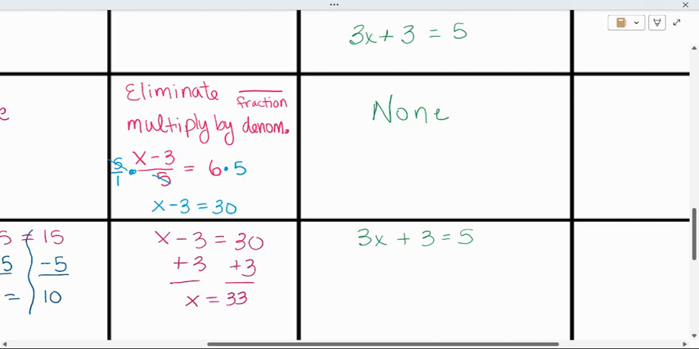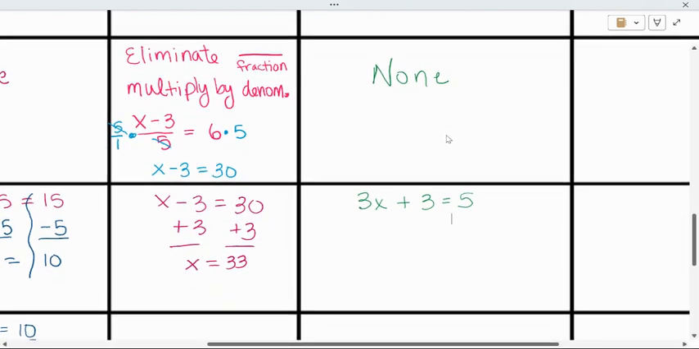So this step says, hey, you're trying to get the variable all by itself by moving the constant. A constant is just a number. So what's the operation that I'm going to use to move away that constant? Subtraction. Good job. So I'm going to take that plus 3, and in order to get rid of it, I have to cancel it out or subtract it. So this cancels out, and I have 3x equals 2.